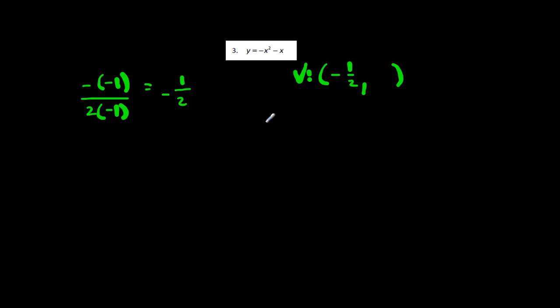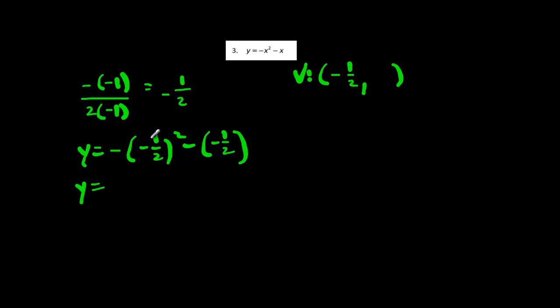Number 3, again the same kind of problem. So the opposite of b over 2a. So that's 1 over negative 2, which is negative 1/2. So let's plug that in, see what we get for an output. Minus negative 1/2.